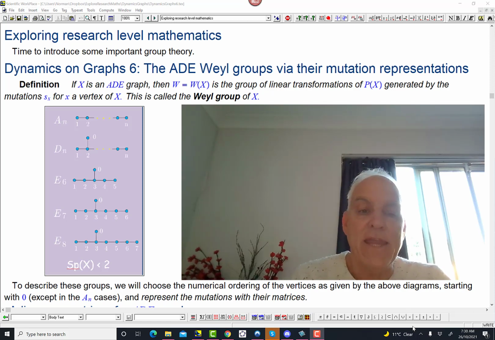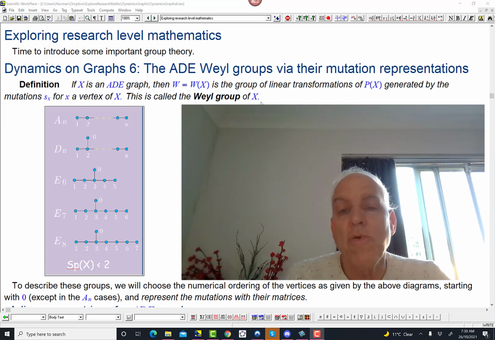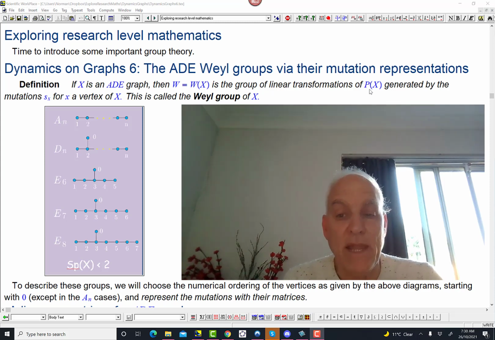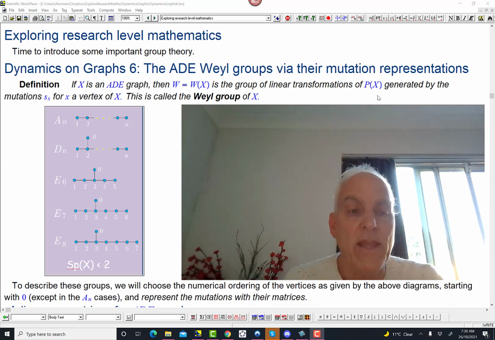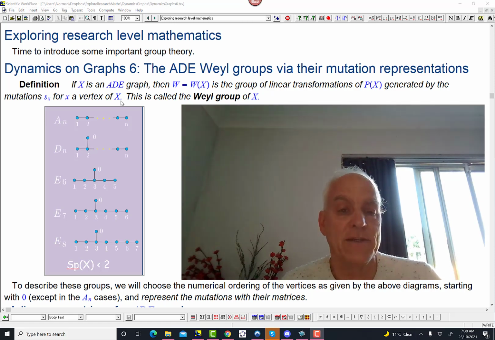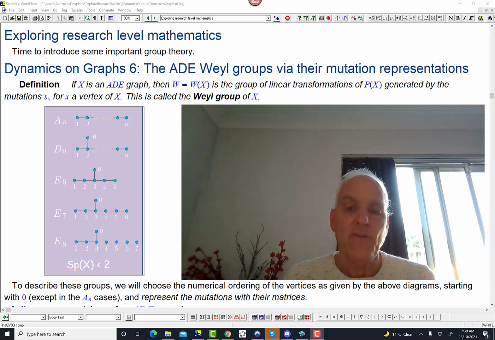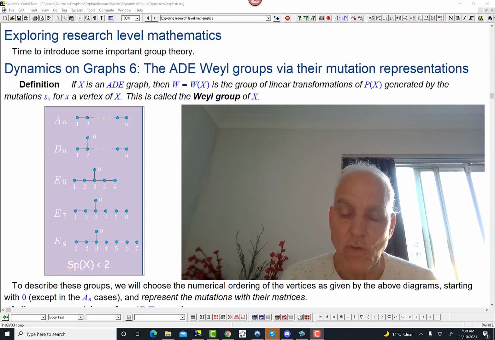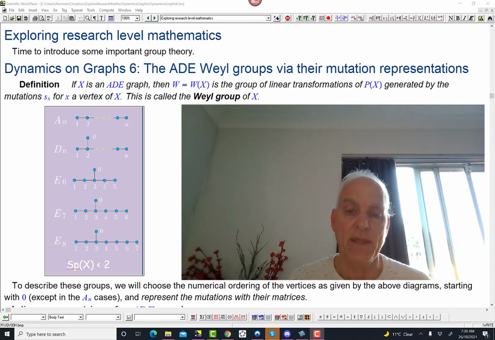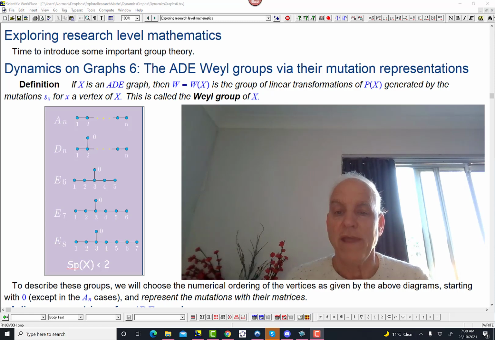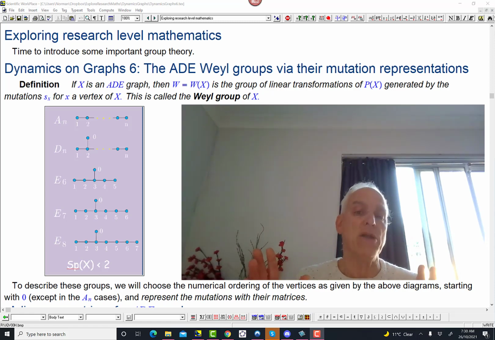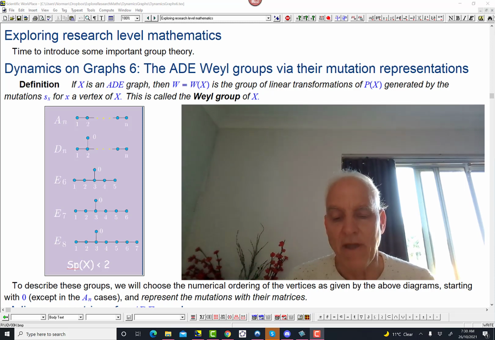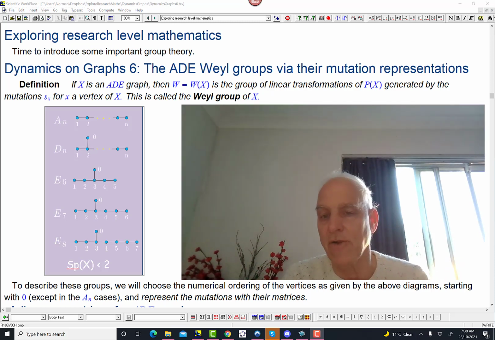So if X is an ADE graph, then W, or W of X, is the group of linear transformations of the populations on X, which is generated by the mutations S of x, as x ranges through the vertices of X. So this is in the context of linear algebra. We're thinking of the populations on X as being sort of the integral analog of a vector space. It's actually officially a module over the integers, but think about it as a vector space where we're really just restricting ourselves to integer combinations.